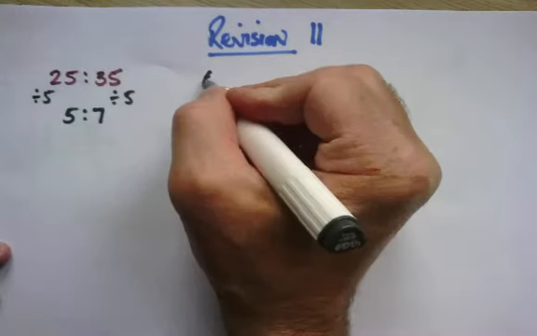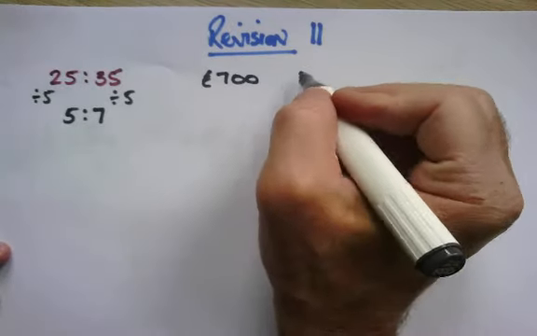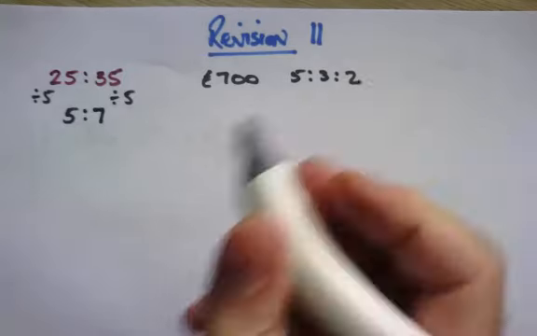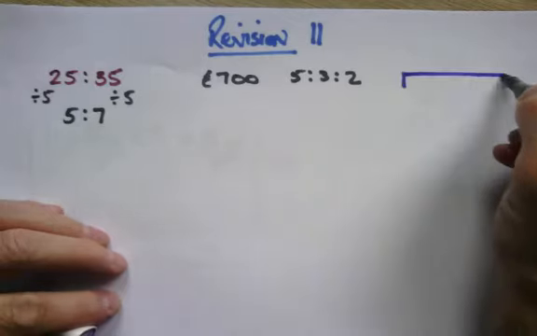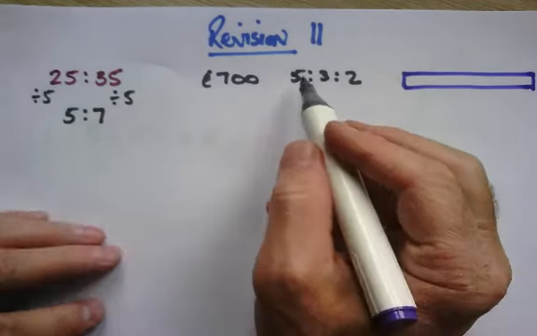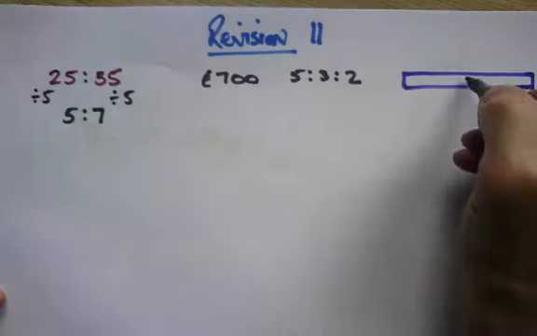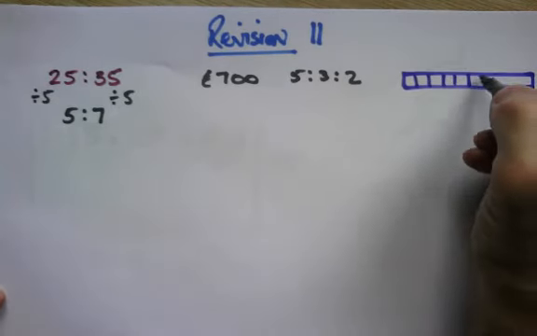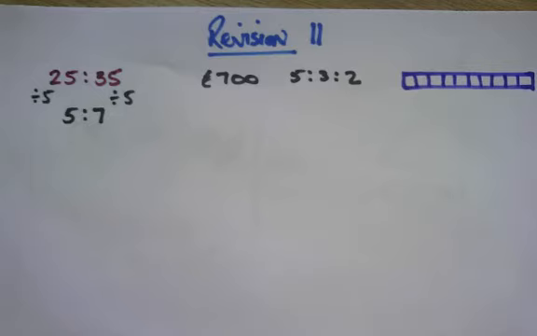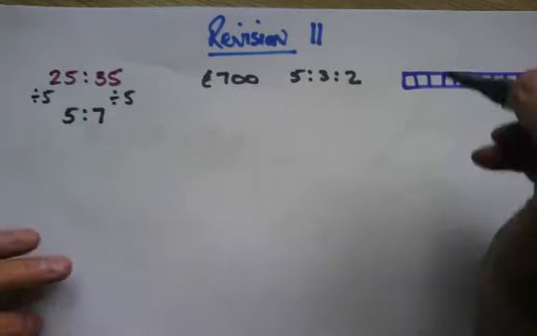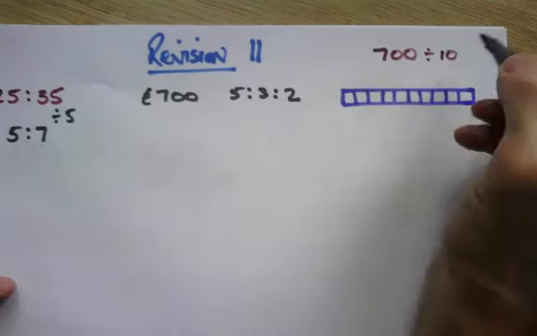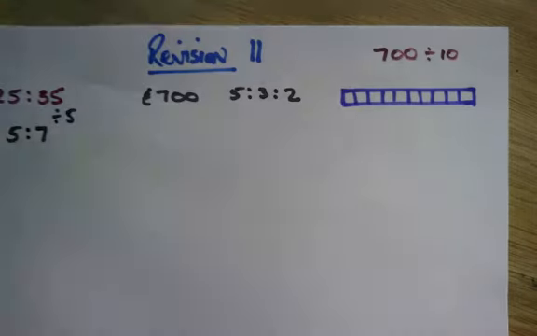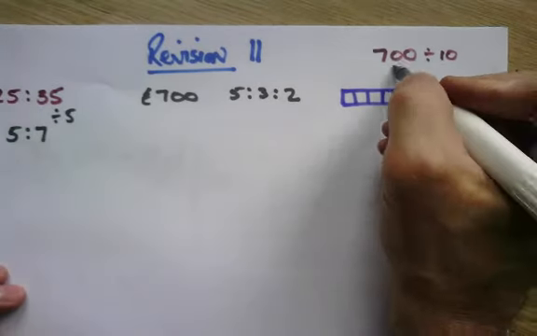Next one is divide £700 in the ratio of 5 to 3 to 2. And the way I really like doing this for most ratio questions now is a bar, and I'm going to split it into 5, 6, 7, 8, 9, 10 parts. So I've got 10 parts, and I want to work out what each of those cells are worth. So I've got my 700, and I want to divide it by these 10, because that tells me how much each cell is worth. Unfortunately, dividing by 10 is nice, that's 70.